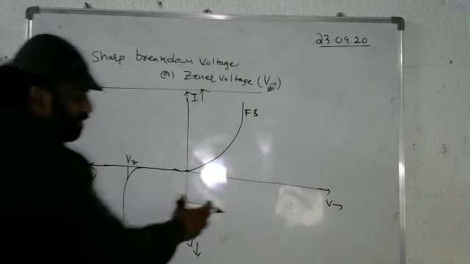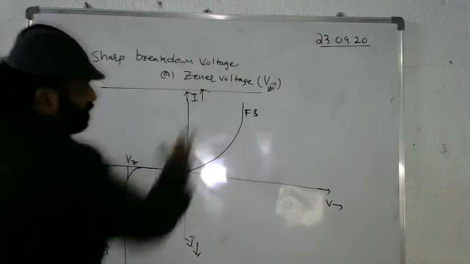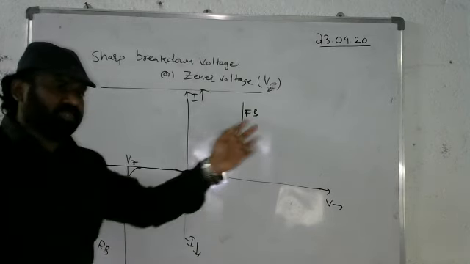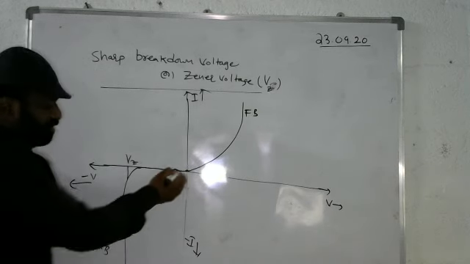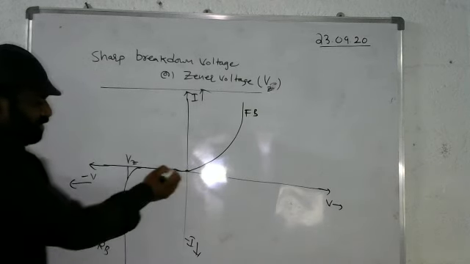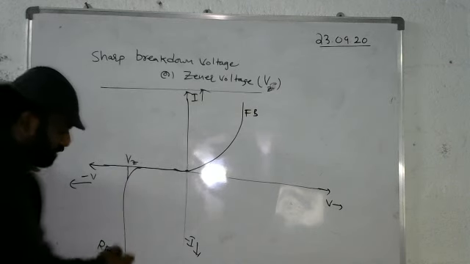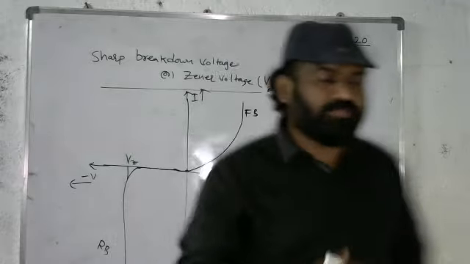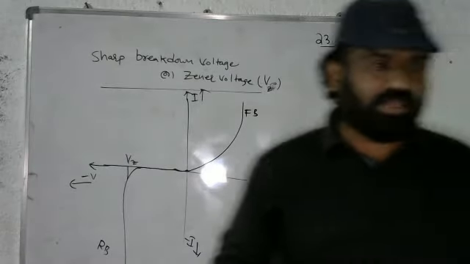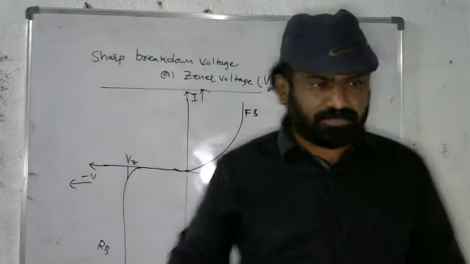In forward bias condition, with the increase of voltage, the current also increases. The graph is like this. But in the case of reverse bias, what happens? With the increase of voltage, the current doesn't increase. At a particular voltage, the current increases rapidly. That voltage is said to be the Zener voltage. Got it? Look here.